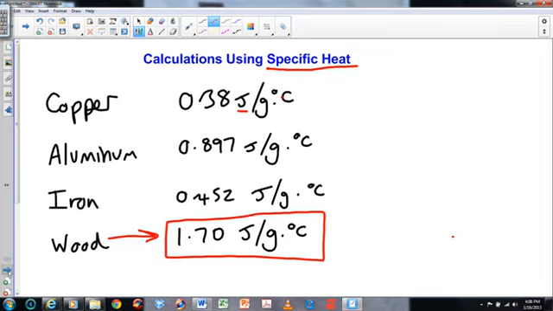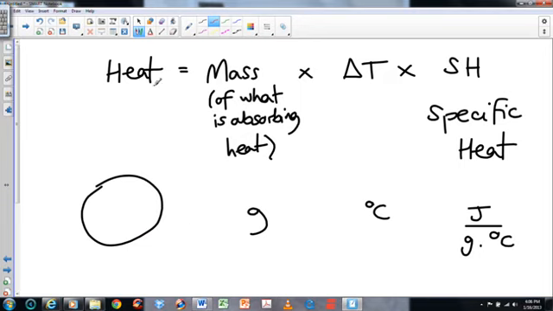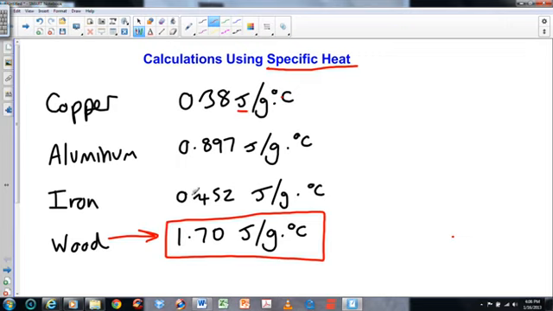Anyway, let's talk about a calculation involving specific heat. Anytime you're talking about specific heat, there's an equation that's really important to remember. The heat here is the heat involved in whatever process you are talking about. And that is equal to the mass of whatever is absorbing the heat, usually water or metal or something like that, times the temperature change from the highest temperature to the lowest temperature. How much did it go up? And SH is the specific heat. Every single element, just as we saw here, has its own unique value for specific heat. Different things absorb heat at different rates. It's as simple as that.